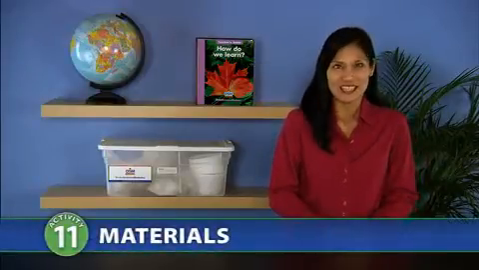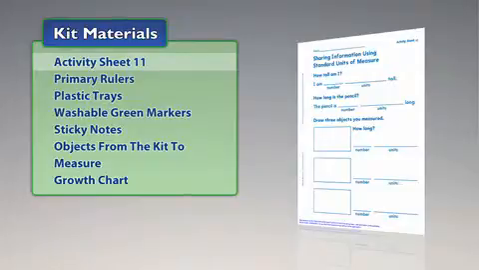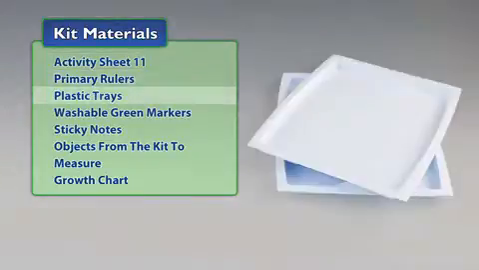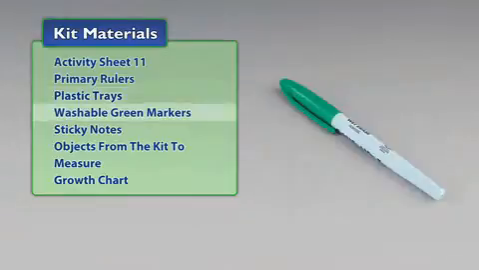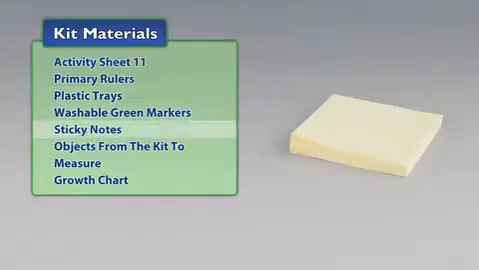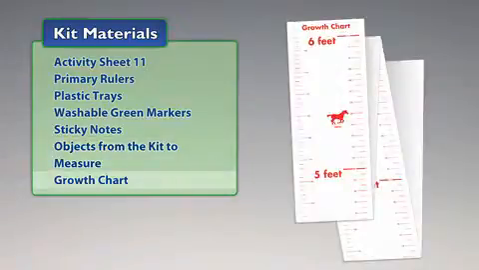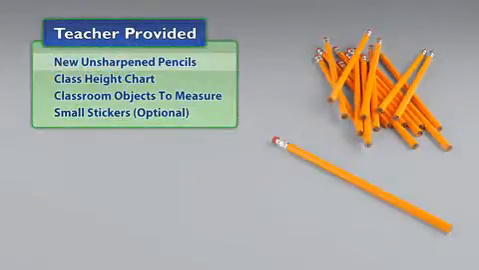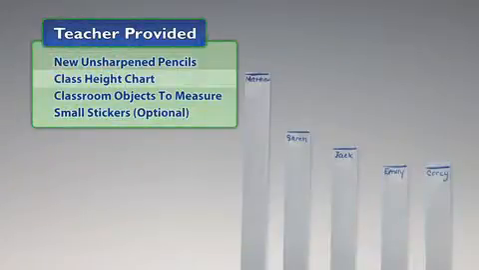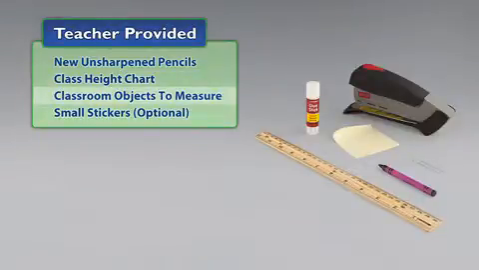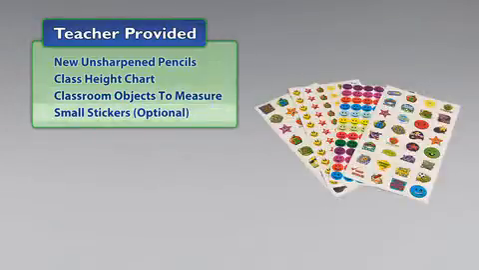From the kit, you will need Activity Sheet 11, primary rulers, plastic trays, washable green markers, sticky notes, objects from the kit to measure such as index cards, large paper clips, and magnifiers, growth chart from Activity 8. You will also need to provide new unsharpened pencils, class height chart from Activity 8, classroom objects to measure such as new crayons or small books, small stickers.